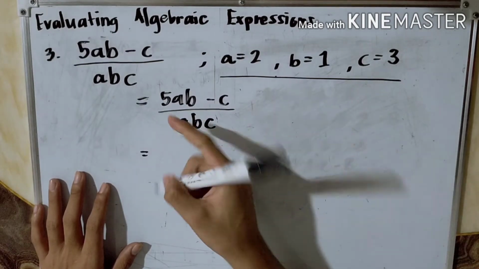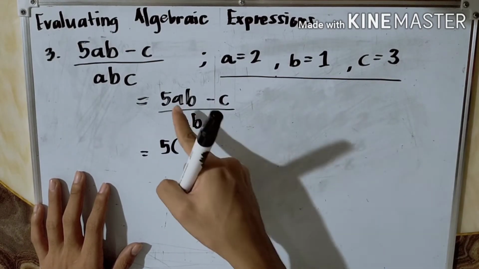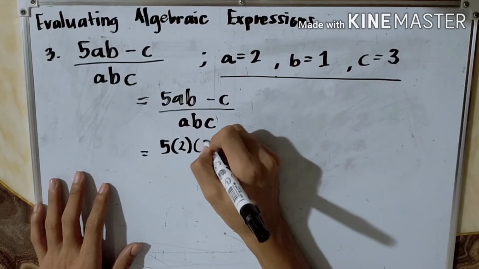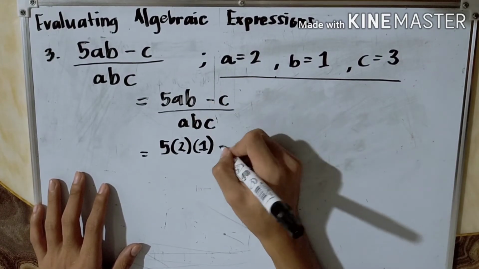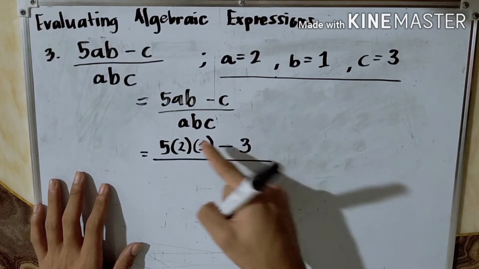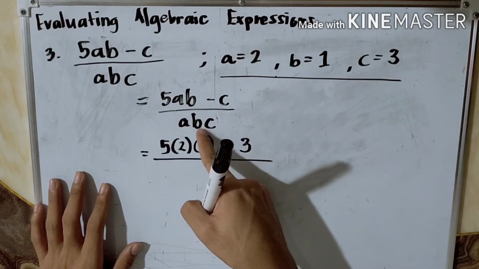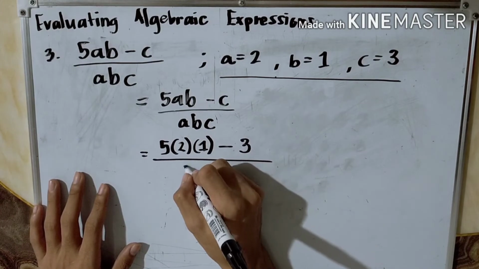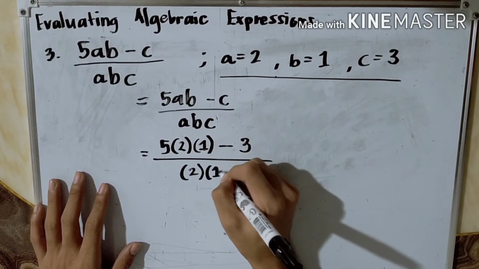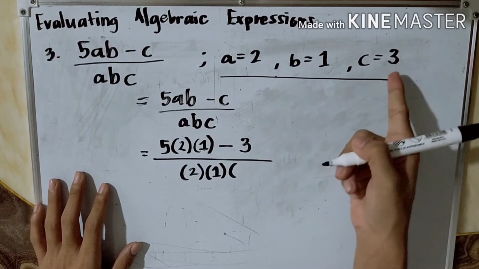Ito. Copy 5. What is a? That is 2. What is b? That is 1. Minus, what is c? That is 3. All over, multiply a by b by c. Okay, so I have here, what is a? That is 2. What is b? That is 1. And what is c? It's equal to 3.